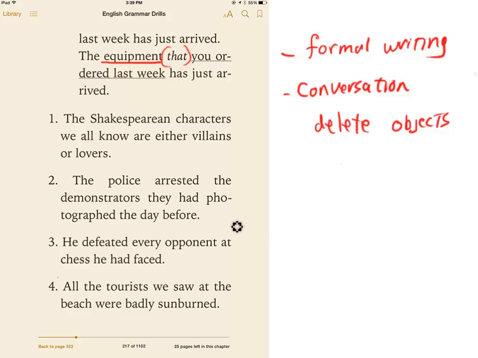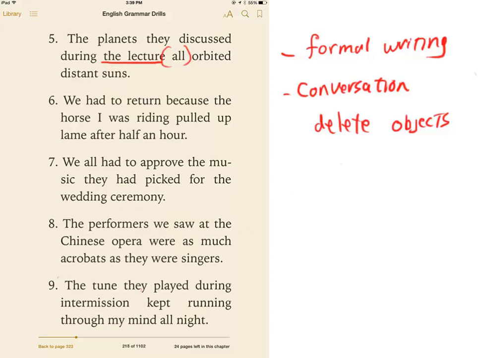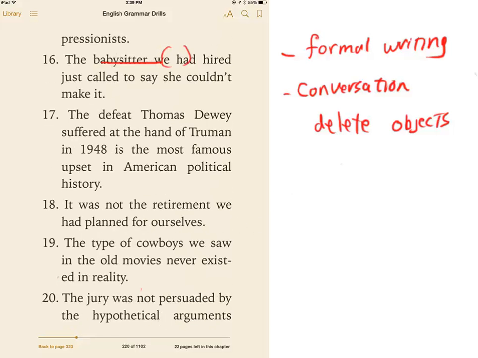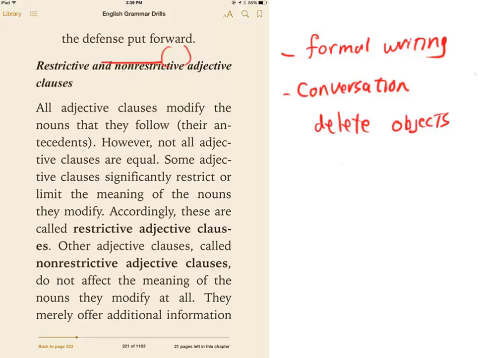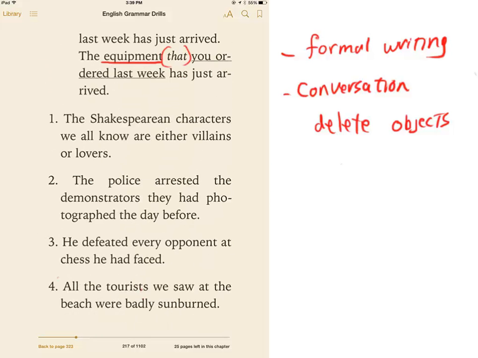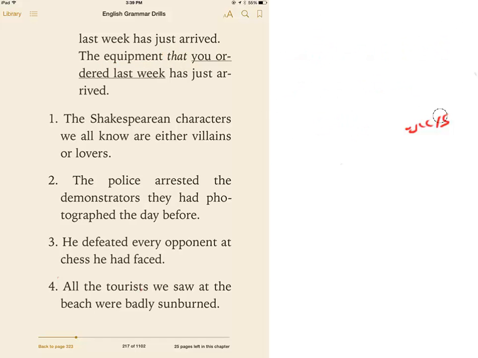All right, so let's take a look here. There are several of them that you need to do. You need to do all 20 of them, and we're going to do the first 4, maybe the first 5 together, and see where that takes us. All right, let's go ahead and do these together. The Shakespearean characters we all know are either villains or lovers.